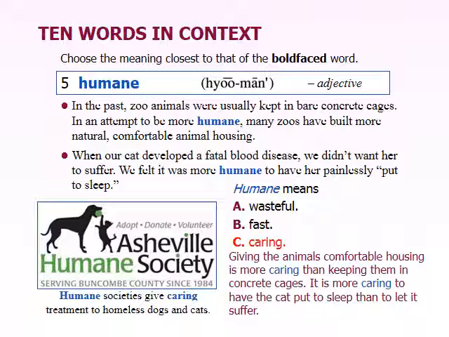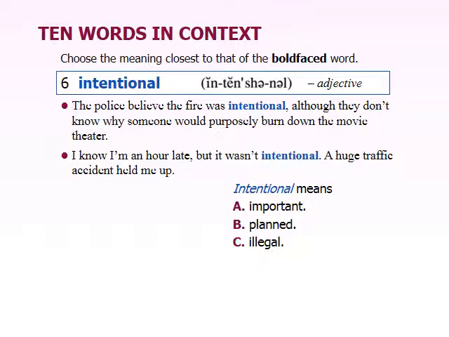Another meaning for humane is having or showing compassion or benevolence, or basically the same idea of being very kind to someone is being humane. All right, so our next word here is intentional, and this one ends in "al," which often means an adjective, which is what it is.